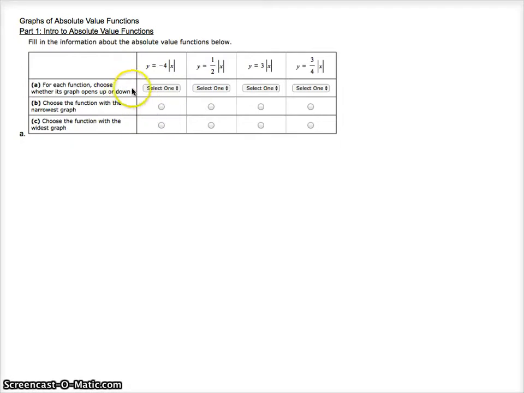So for part A, choose whether it opens up or down. Whether it opens up or down depends on the negative value. So since it's -4, it opens down. So here you would select down. Okay, negative value tells you down because it's a negative slope.